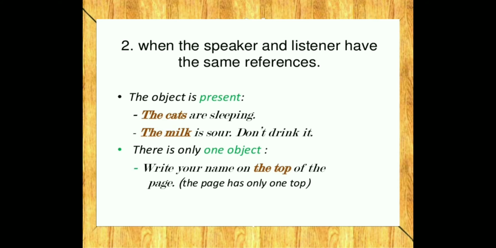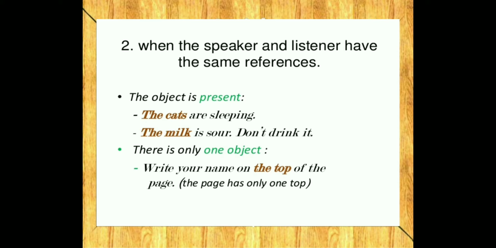The next case where we will use the as article is when the speaker and listener have the same references. For example, the object is present. The cats are sleeping. Here we are talking about the cats which are sleeping particularly and not about all the cats. The milk is sour. Don't drink it.